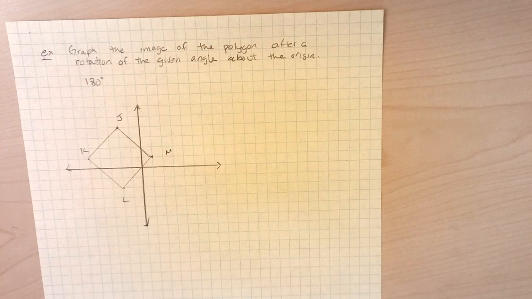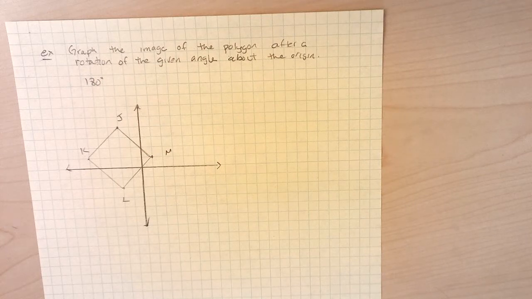Okay, so now instead of rotating just an individual point, I'm actually going to rotate a polygon, in this case a quadrilateral. So I want to graph the image of the polygon after a rotation of the given angle, in this case 180 degrees. Again, that implies counterclockwise about the origin.